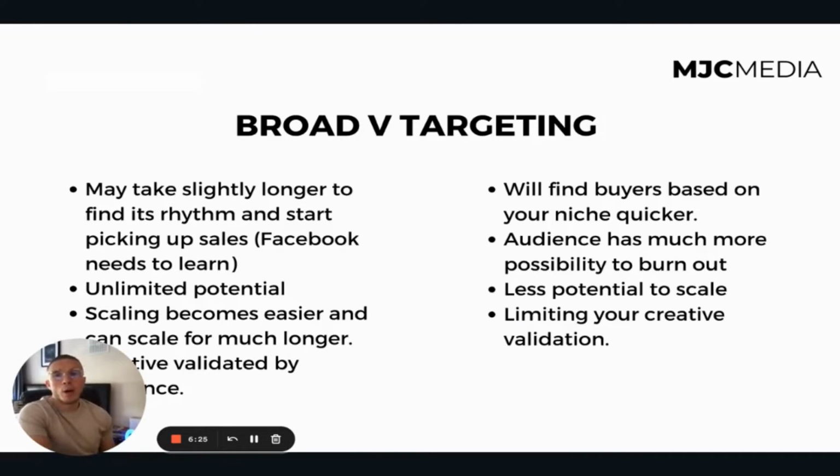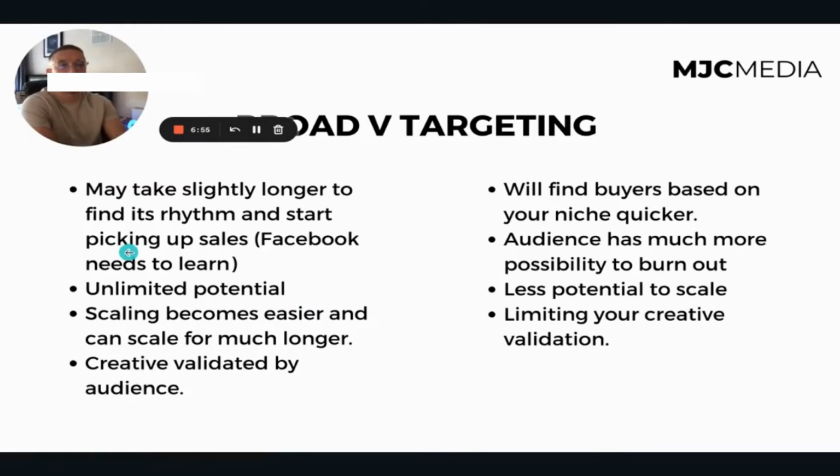So I'm just going to break down broad versus targeting a little bit further, and the results and findings we've found from it. So broad may take slightly longer to pick up a rhythm. It may take slightly longer to find prospective buyers, but when it does, it just keeps going and going and going. Once Facebook starts to learn, it keeps going. There's unlimited potential. Scaling becomes much easier, and you can scale for much longer because you have such a wide audience to sell to, and you're letting Facebook's machine learning perform properly, which Facebook wants it to do.